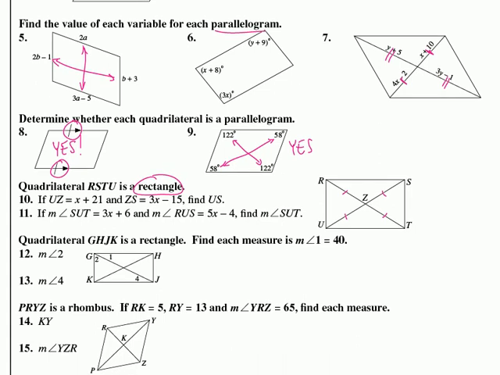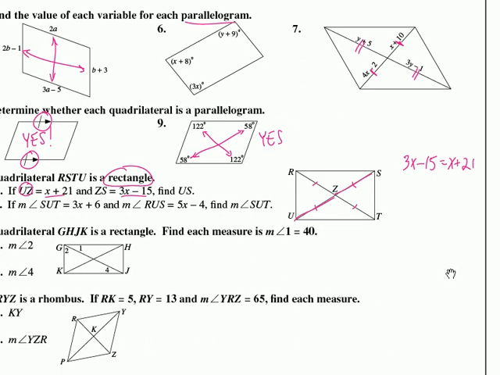So let's take a look at it. It says UZ, that's this little segment right there, and ZS, that segment right there. Okay, it tells you what both of them are. So what do you think I'm going to do? What's true about this segment right here and this segment right here? They're equal. So what are you going to do with this x plus 21 and this 3x minus 15? You're going to set them equal. So let's do that. So 3x minus 15 equals x plus 21.